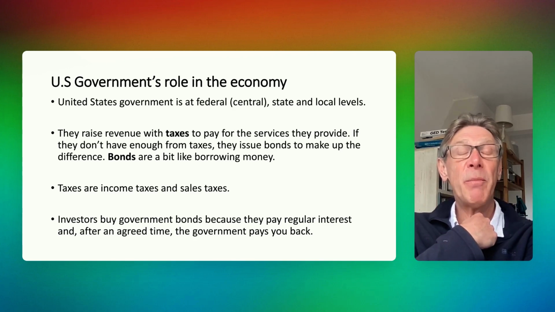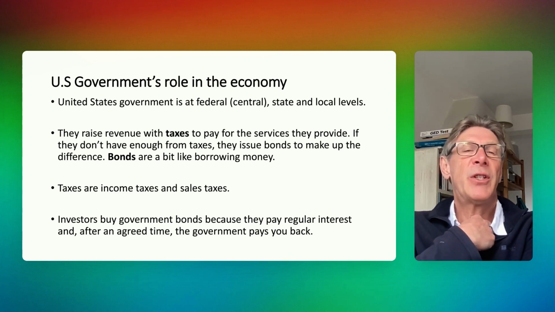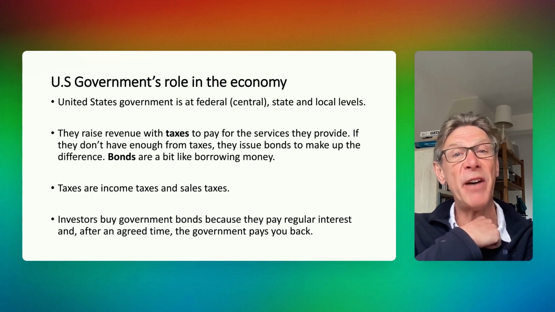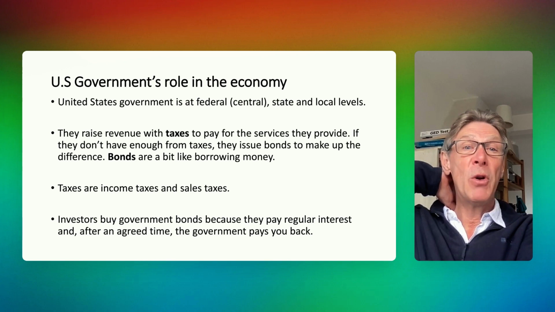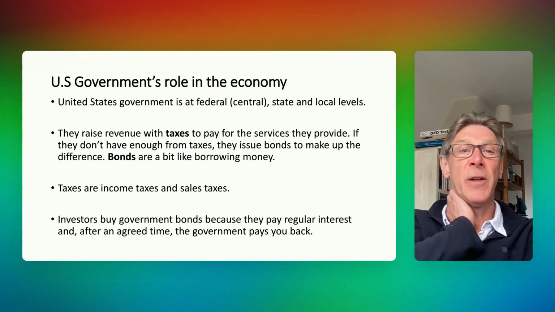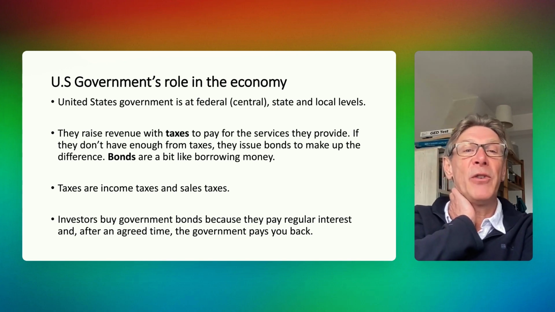Both at a central and at a more local level, taxes are used to pay for the services they provide. If the money raised from taxes isn't enough to pay for everything, they issue bonds to make up the difference. Remember, we talked about bonds before. Bonds are a bit like borrowing money. So the US government have their bonds. You can buy US government bonds. People like US government bonds because it's a pretty safe investment. They're always going to pay you back.